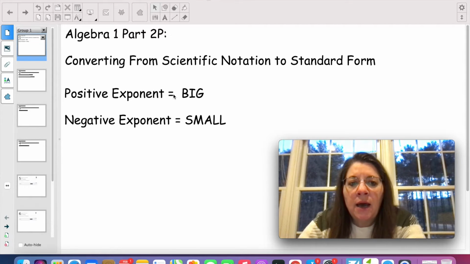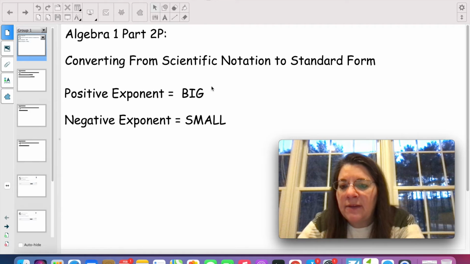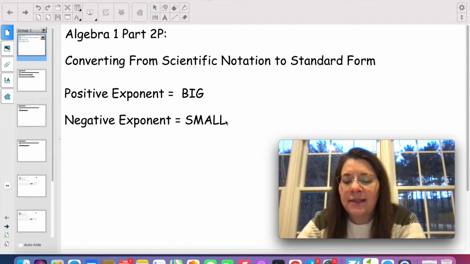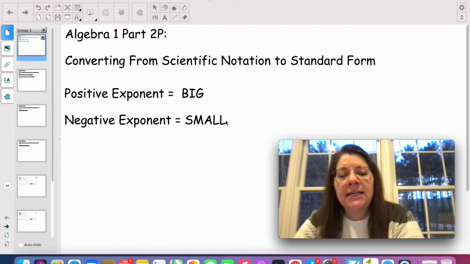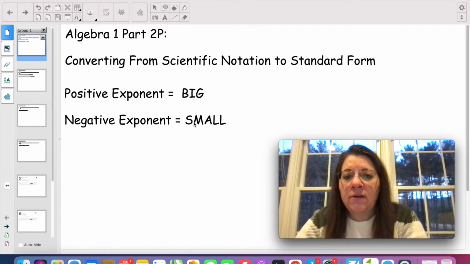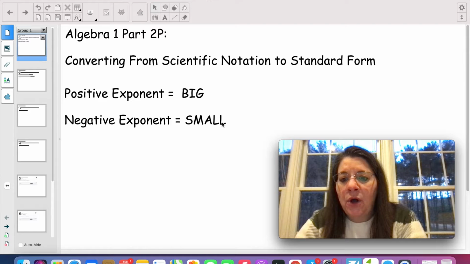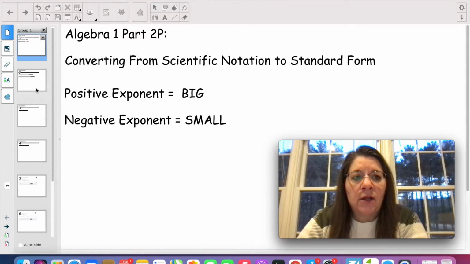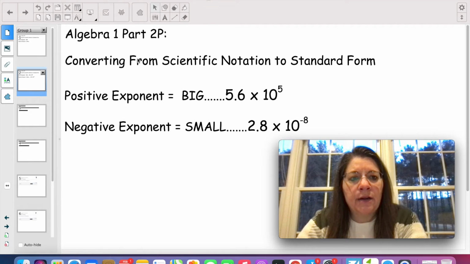Now, your big numbers can have negatives in front, and the small numbers can have negatives in front. We're not really paying attention to the sign of the number. We're only going to pay attention to whether it has a bunch of zeros after the decimal or a bunch of zeros before the decimal, whether it's big or small. So we're going to get into a couple examples here.